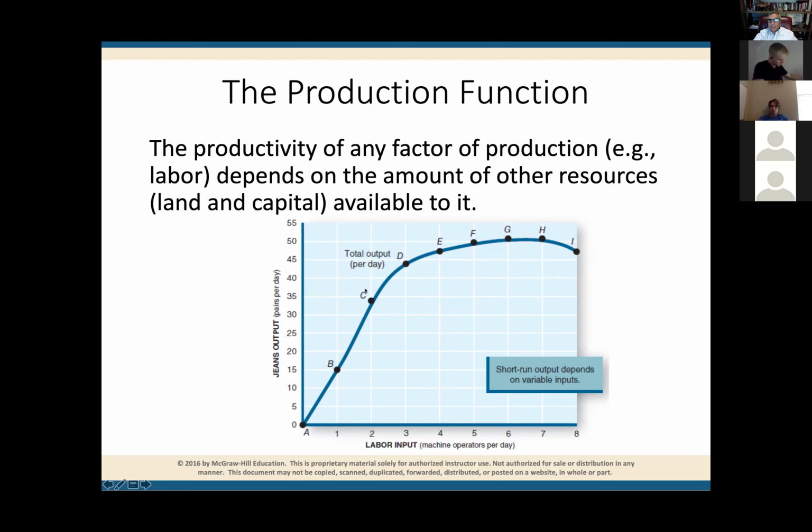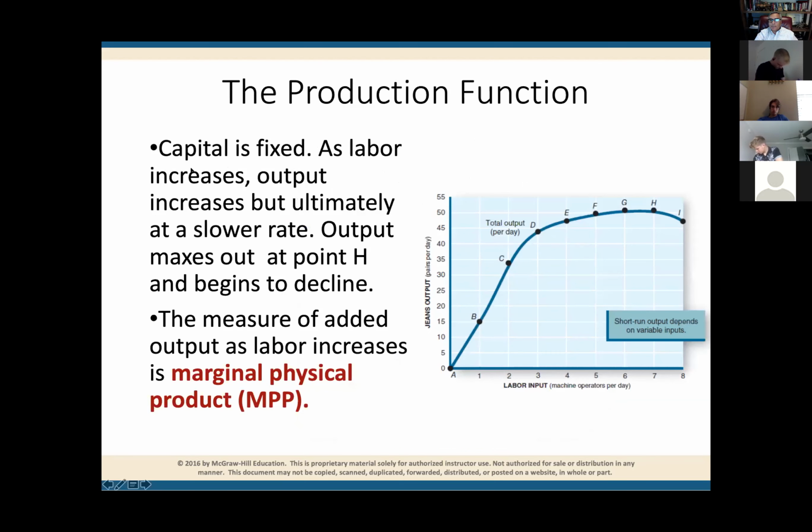When I hired the third guy, we went from 35 to about 45. So 15, 20, 10, look at the third guy. When I went to the fourth guy, it went from 45 to about 47. 3 units. And then 2 units. And then 1 unit, and then 1 unit, and then it was actually negative. So as you can see, capital is fixed, and as labor increases, output increases, but ultimately at a slower rate. In this case, output reaches its peak at the eighth worker. And the way we measure the additional output is called the marginal physical product. The additional product produced by this new factor. That's the MPP, the marginal physical product.